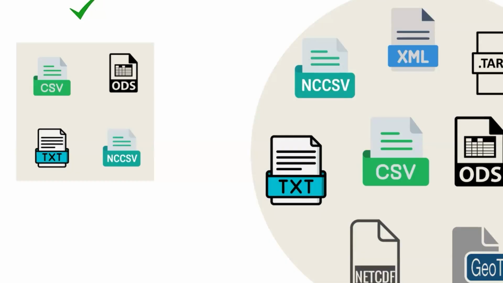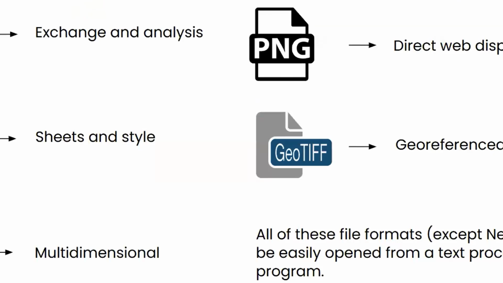types of files. So for example, with Excel, you can switch to CSV when it's for exchange and analysis, ODS for just sheets and style, NetCDF when there's a multi-dimensional aspect to your data, PNG if you want to have a direct web display, and GeoTIFF for georeferenced images. And all of these formats, except for NetCDF, can be easily opened from a text processing program. So just with Notepad, for example, you would be able to open any of these files.